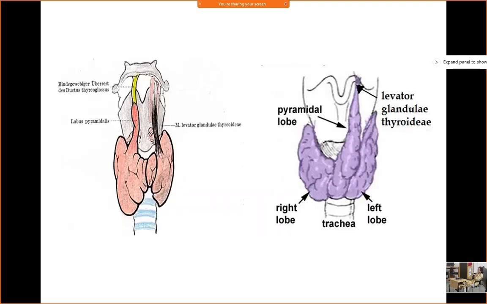Now this is a brief picture. You see the right lobe, the left lobe. It is situated just anterior to the trachea. It comprises the right lobe and left lobe, joined in the middle by the isthmus. In 80% of cases, you will see the pyramidal lobe, which usually arises from the isthmus and extends upwards. Or in certain cases, you get the levator glandulae thyroideae, which is an attachment from the hyoid bone to the pyramidal lobe more commonly, and sometimes to either the right or the left lobe.